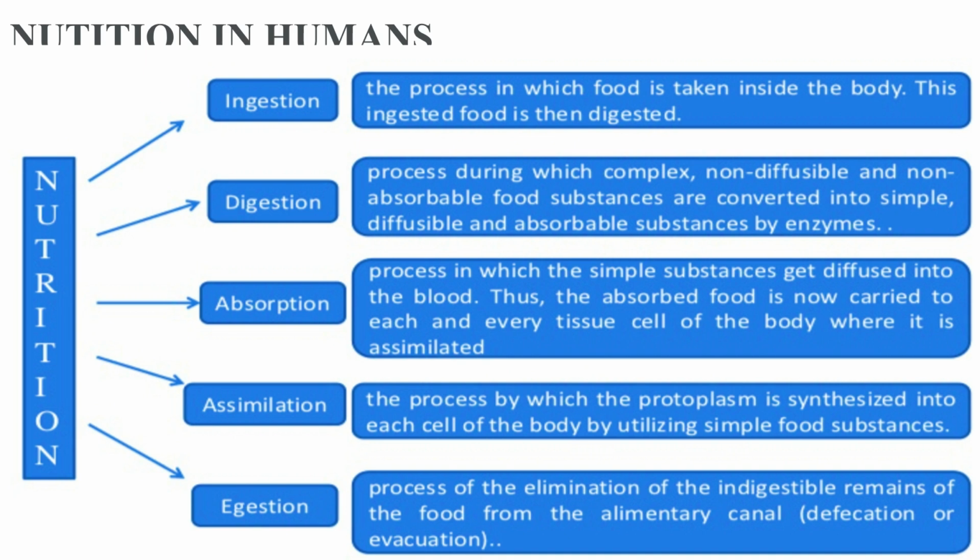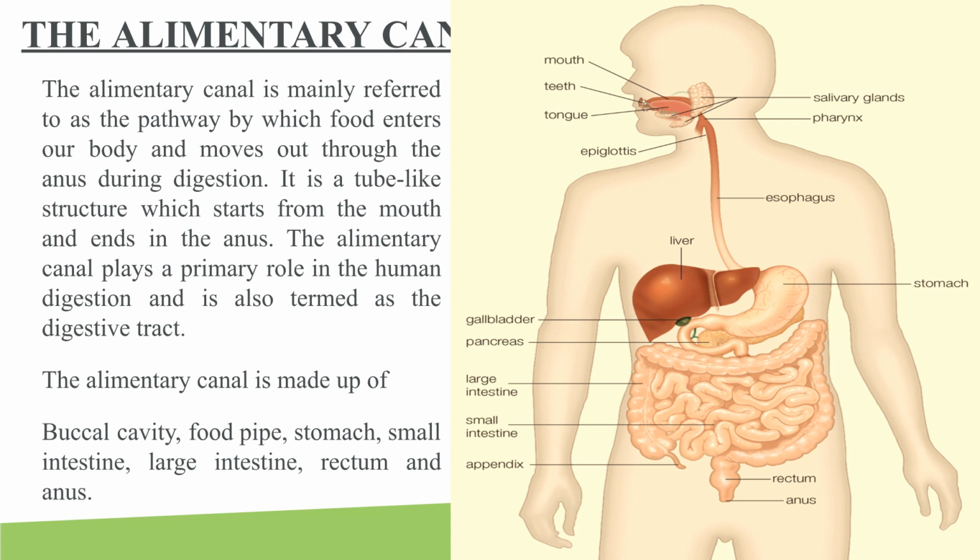Nutrition in humans involves 5 steps: ingestion, digestion, absorption, assimilation, and egestion. Each step is a vital process, from taking food in to converting it into absorbable substances, distributing nutrients, and finally eliminating waste. The alimentary canal, or digestive tract, is the pathway food travels through the body, starting at the mouth and ending at the anus. It includes the buccal cavity, food pipe, stomach, small intestine, large intestine, rectum, and anus.